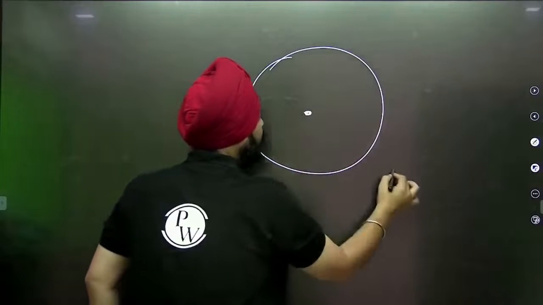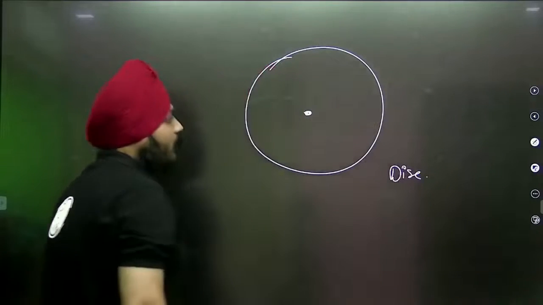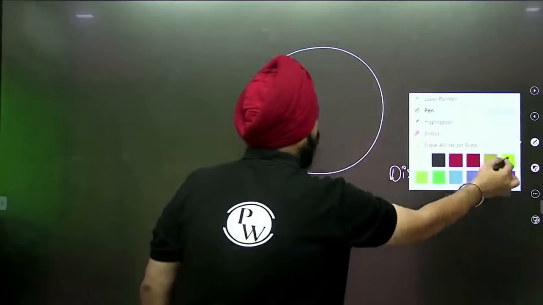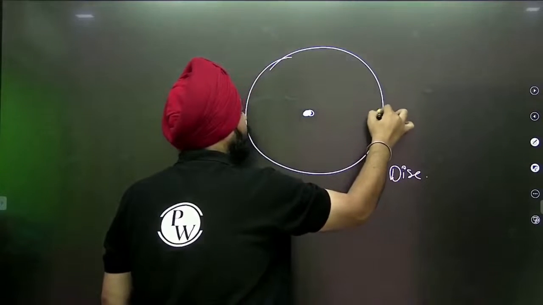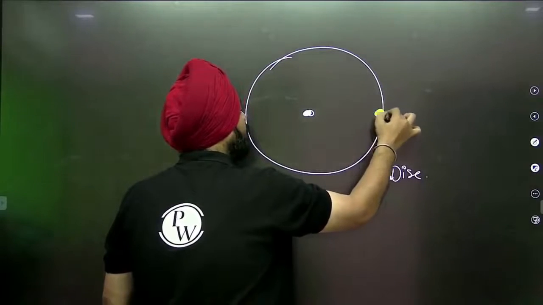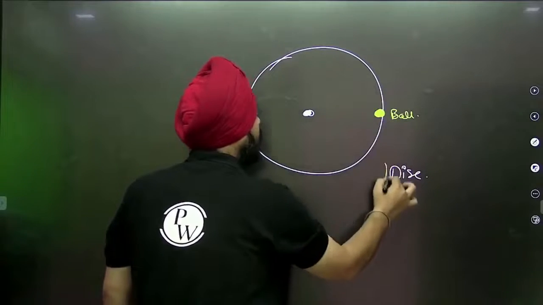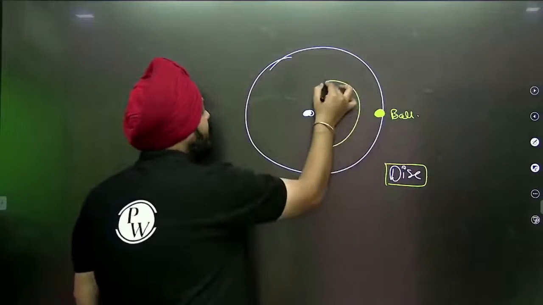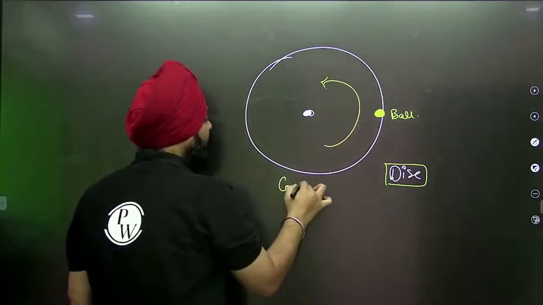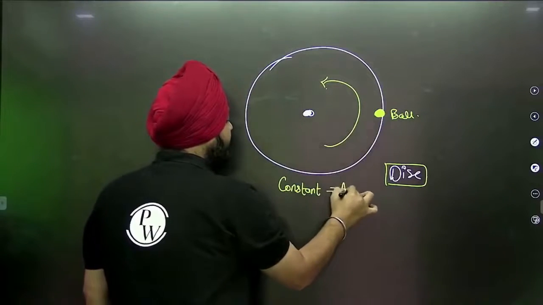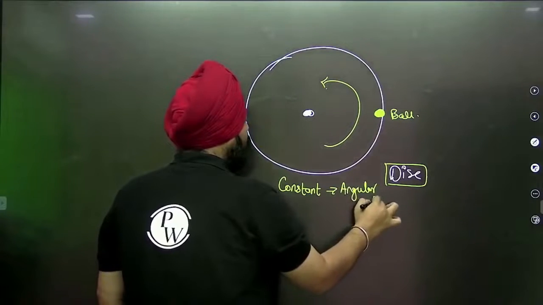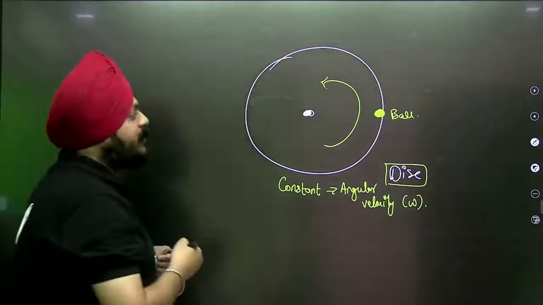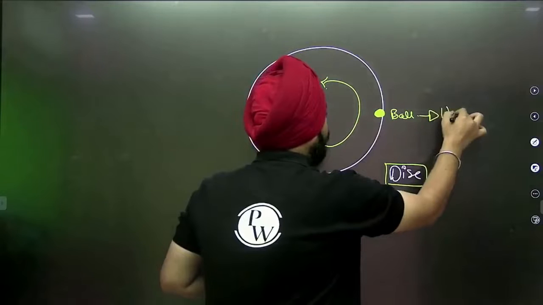There is one disk, right? A small ball or a bit is attached to the disk. Now this disk is moving with a constant angular velocity omega, right? Constant angular velocity omega. It means I can say that this ball is performing uniform circular motion.